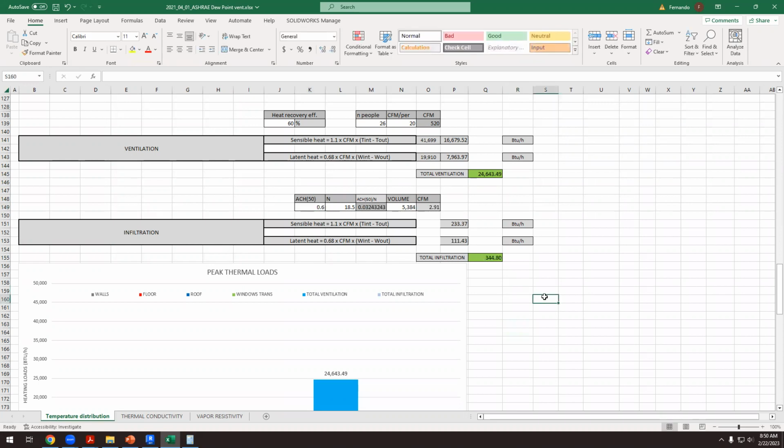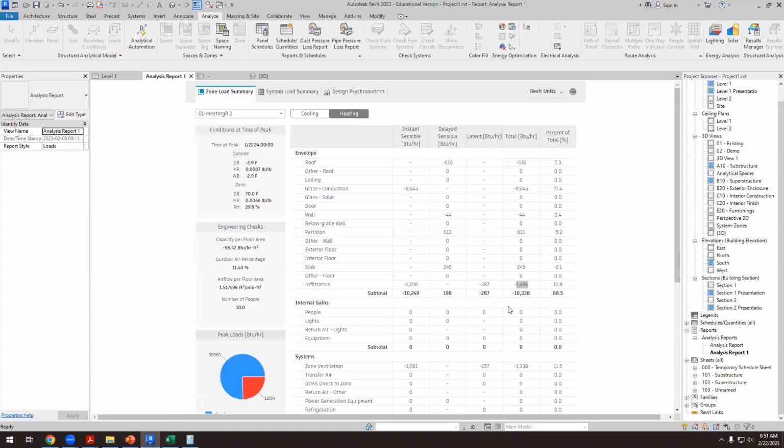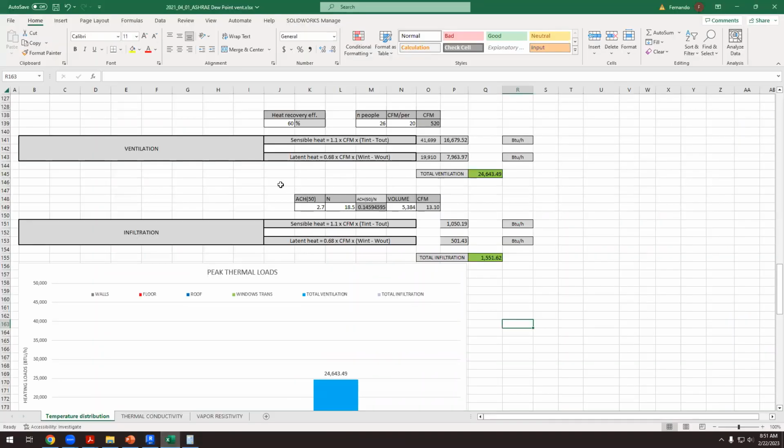So this is actually one of the improvements that we can state in our report. But we have to understand what we are doing. Okay, so according to Revit, we have this number in winter. So if we try to replicate this number in our Excel file, we have the volume of the building. And so according to this, the result of the blower door test would be 2.7.